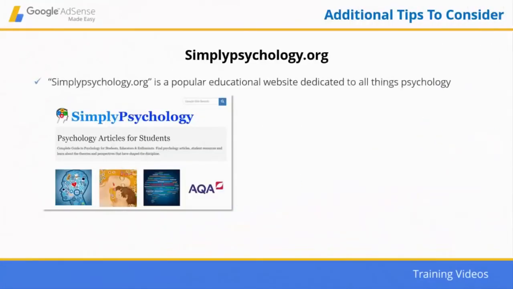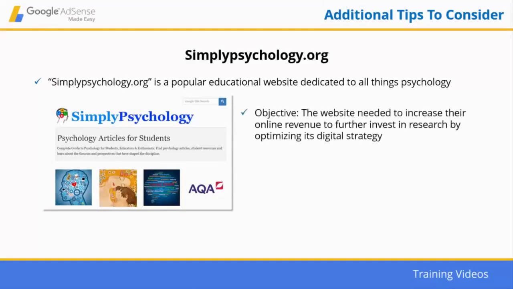SimplyPsychology.org. SimplyPsychology.org is a popular educational website dedicated to all things psychology. Objective: The website needed to increase their online revenue to further invest in research by optimizing its digital strategy.